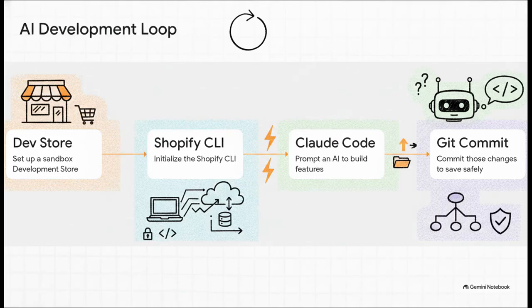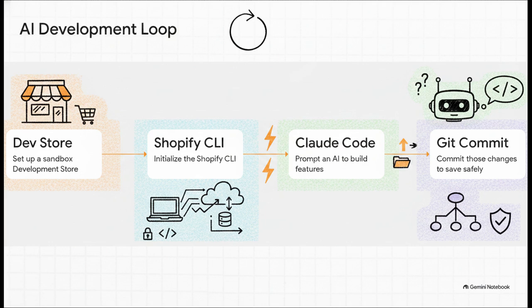So to actually execute this magic, you've got to follow this specific AI development loop. First, you set up that development store we just talked about. Next, you initialize the Shopify CLI. Now, this CLI basically acts as the vital bridge connecting your local computer straight to your Shopify store. Then you prompt an AI, like Claude Code, which actually lives right inside your project files, to build out your sections.